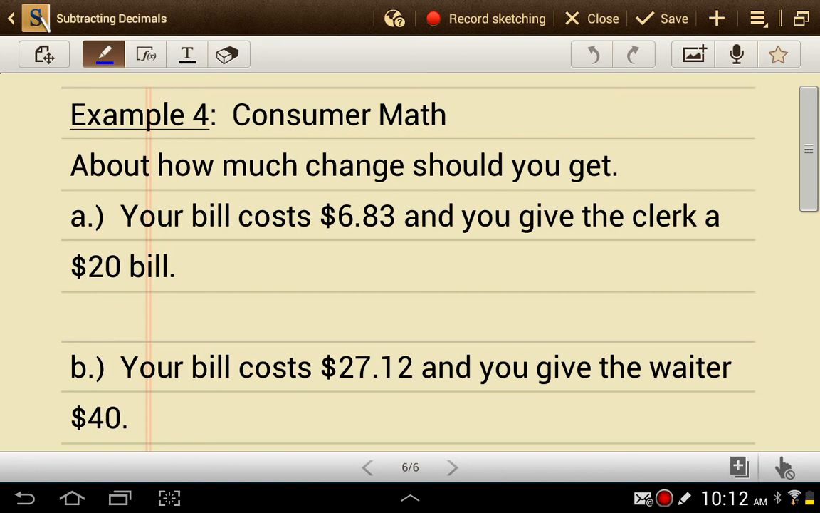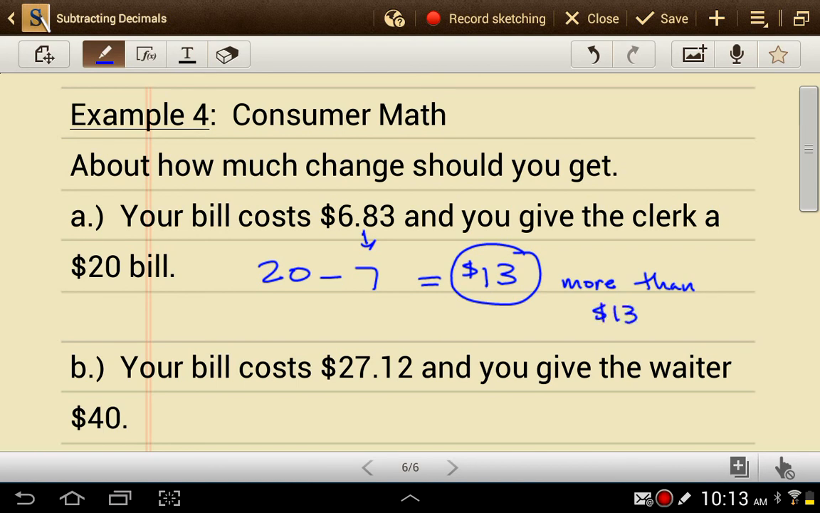Well, I'm going to round that. I'm going to do 20, the amount I gave the clerk, minus the amount of my bill. 6.83, now I'm going to round 6.83 to 7. Okay, the 8's going to make the 6 a 7, so I'm going to round that to 7. So I'm going to get 20 minus 7, which is $13. So when I get money back from the clerk, I should get $13, and I should actually get more than $13. Okay, because I rounded up, I'm actually going to get $13 and some change. Okay, so I need to know that when I get my money in my hand, I should have $13 in bills plus some extra cents to go with it.